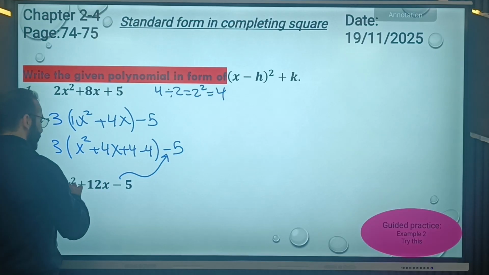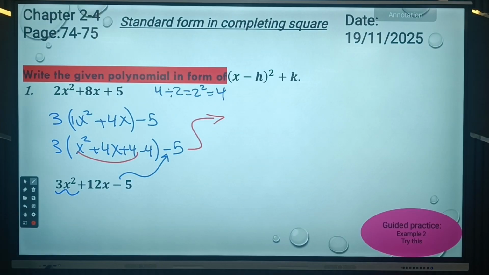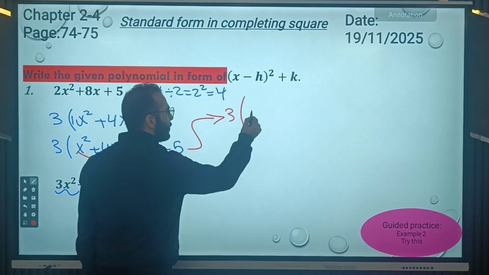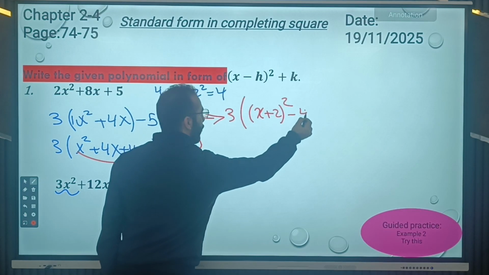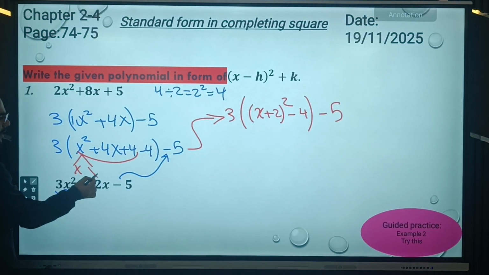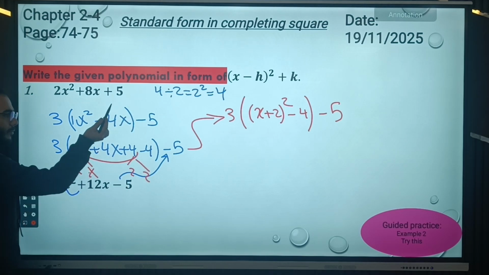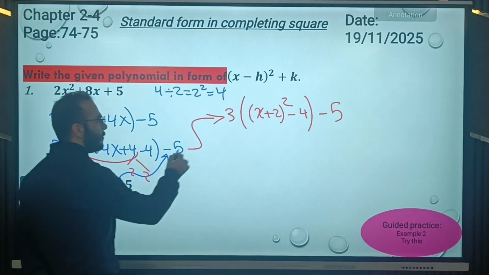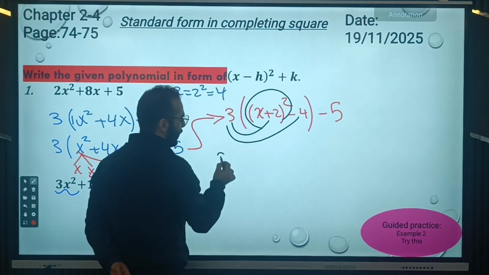Perfect. So it equals, always the first term will make what? Perfect square form. So 3 times x plus 2 powered by 2, minus 4, minus 5. Remember, x squared is x, and 4 is 2 times 2. So take 1x, take 1, 2. What is the sign here? Plus. So inside the bracket it would be plus. Right now, we need to distribute these 3 on each term outside the bracket, 3 times this bracket itself.